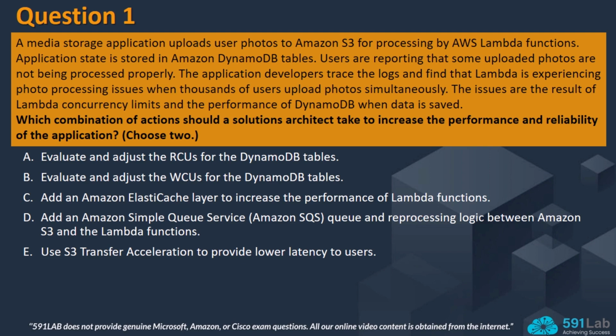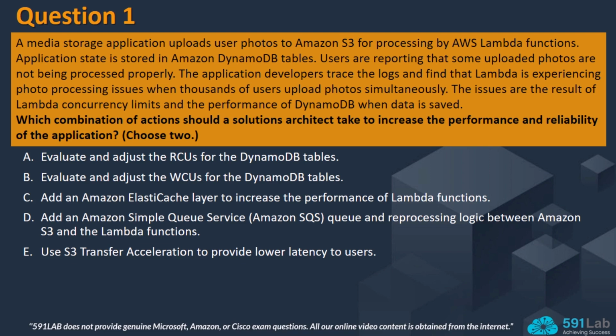Option D. Add an Amazon Simple Queue Service queue and reprocessing logic between Amazon S3 and the Lambda functions. Adding an SQS queue can help manage concurrent requests and decouple the processing speed of Lambda functions from the upload rate of photos to Amazon S3. This can improve the reliability of the application by ensuring that all uploaded photos are eventually processed. This one also seems to be the correct answer, but let's discuss the last option as well.